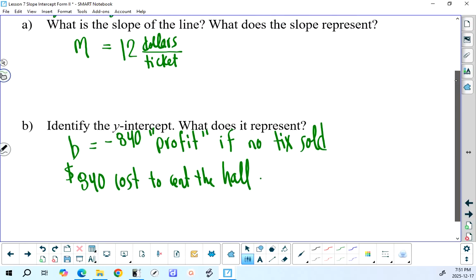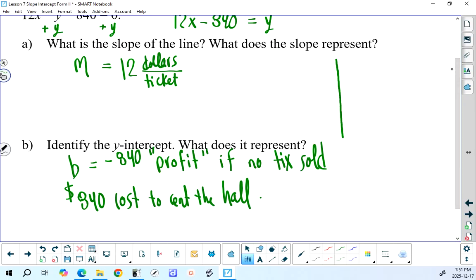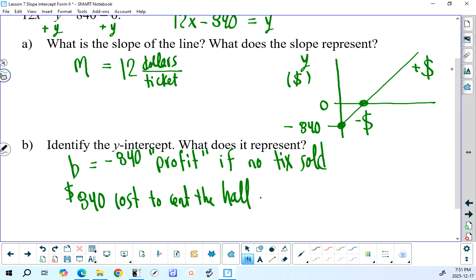And again, just roughly a graph of this, since the y-intercept is negative 840, the graph is going to start here. The slope is 12, which is a positive number. They are making money here. They are losing money here, and this point would be the break-even point. The reason why they're making money up top is this y is money, and this is 0. It's actually profit. So if you're in a positive region, you have a positive profit. If you were in a negative region, you have a negative profit.